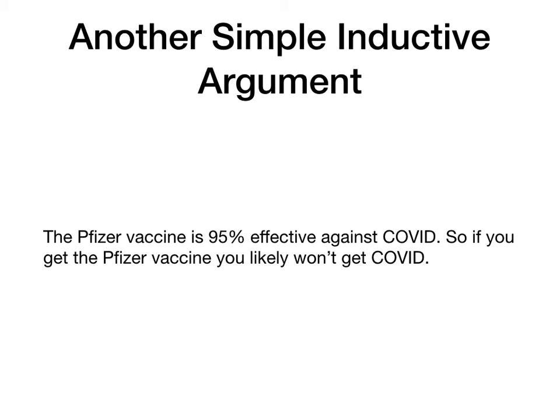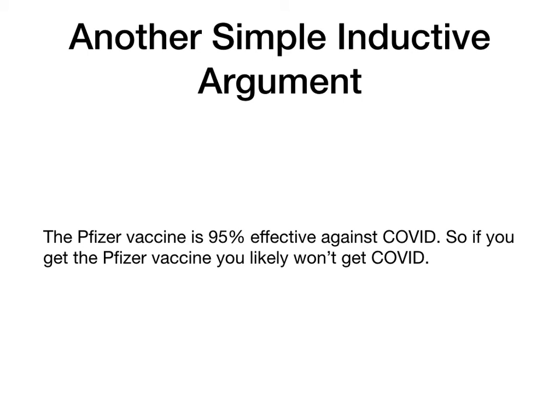Or another simple inductive argument. The Pfizer vaccine is 95% effective against COVID. Effective, I think, means that 95% of people don't even develop symptoms when they get the Pfizer vaccine. So if you get the Pfizer vaccine, you likely won't get COVID, right? But again, notice even if you get this vaccine, it's very effective, but 1 in 20 people still get the disease when they have the vaccine, right?